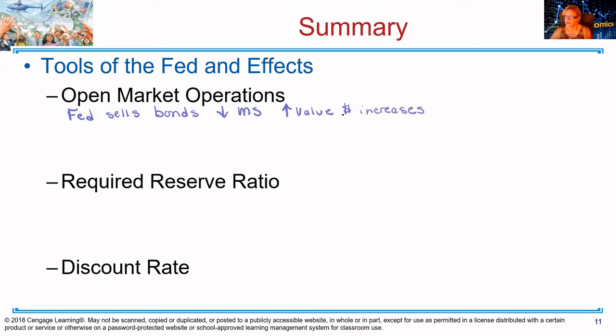What we know then is because it increases the value, we can look at that in terms of what happens with inflation. And that's what we're going to do in some upcoming chapters, and we'll revisit this slide to add more to it. If the Fed buys bonds, the effect is increasing the money supply. The value of a dollar decreases.